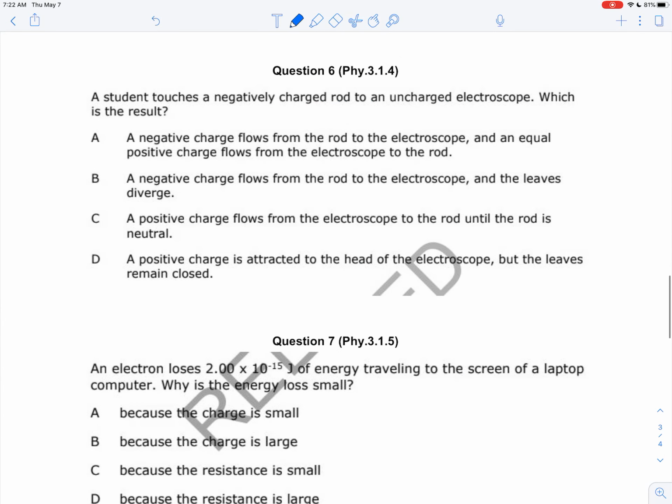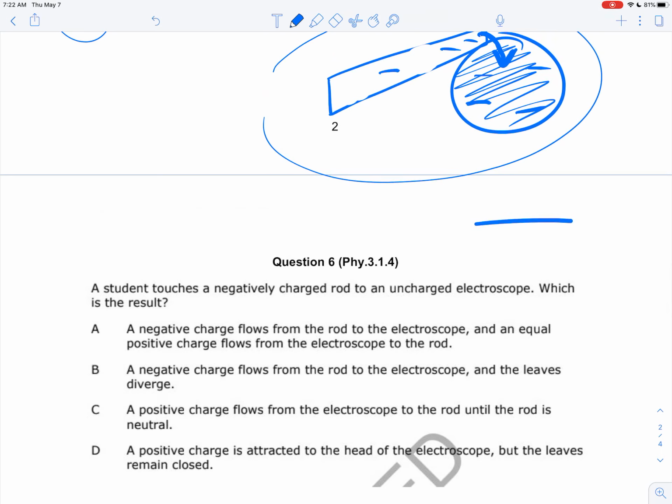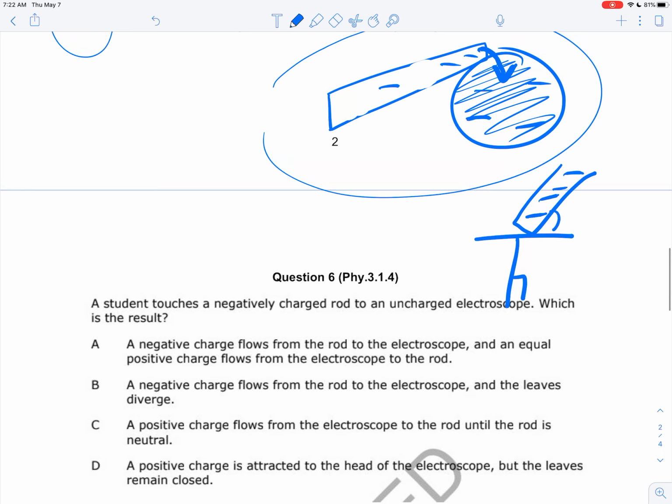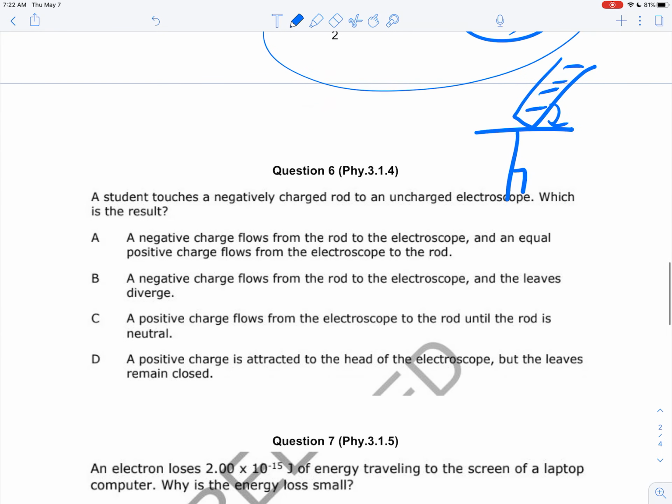Number 6. A student touches a negatively charged rod to an uncharged electroscope. Which is the result? Okay, so this is an electroscope. It's for measuring charge. It's got this gold leaf that can move when a charged object is brought close. When you bring a negatively charged rod close, just like we had over here, the electrons are going to jump on here. And when those electrons jump on, this bottom area and the leaf become negatively charged. And because both of them are negatively charged, like charges repel, that leaf kind of deflects.